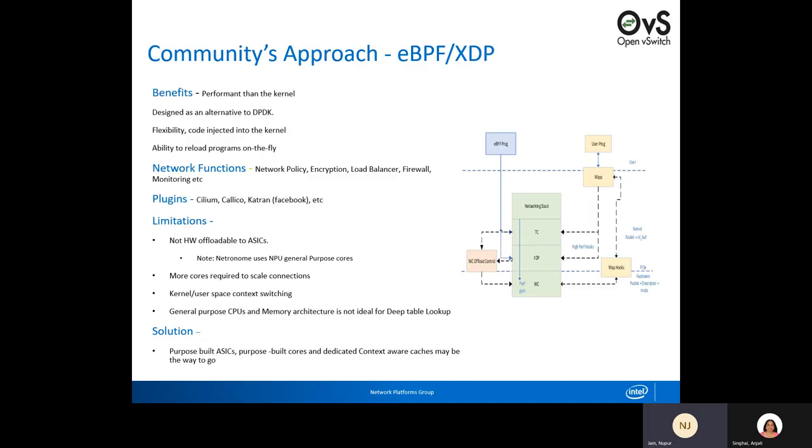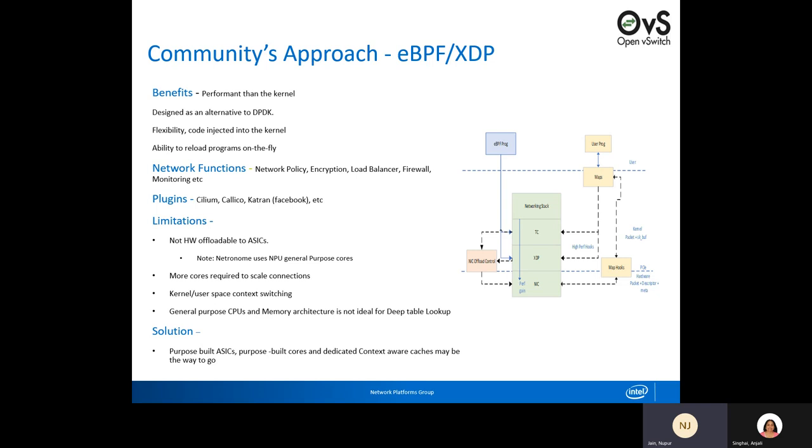So the community took another approach, which is eBPF and XDP. It's more performant than the kernel. It's designed as an alternative to DPDK. Code can be injected into the kernel, changing kernel behavior altogether, at TC and XDP hooks. It gives the ability to reload programs on the fly. There are a lot of plugins today that make use of the XDP eBPF solution to implement networking functions like network policy, encryption, and load balancing, but there is a limitation as well.